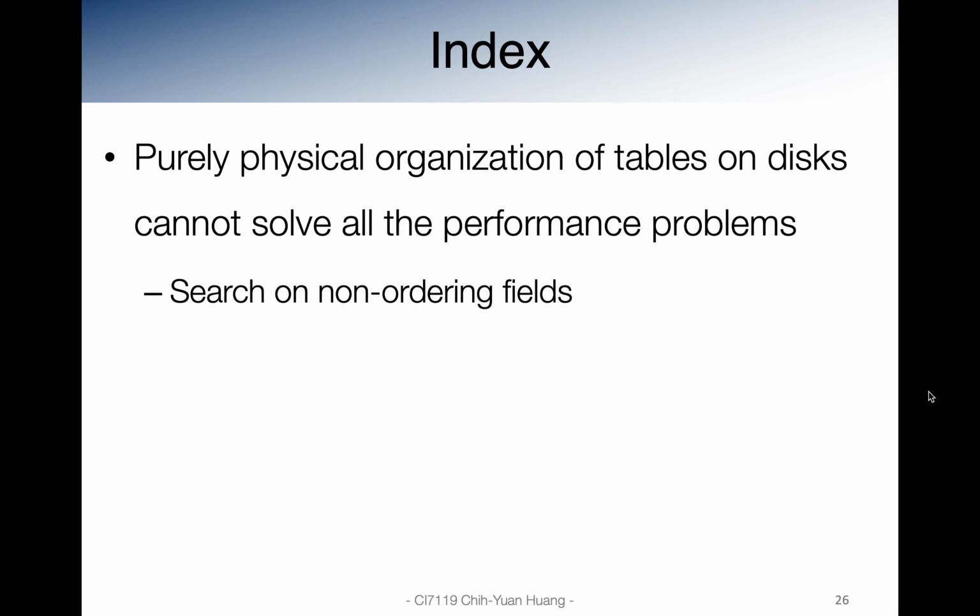So, why do we need index? Why is physically organizing the records on the disk not enough to solve the performance issue? The reason is, as you can imagine from the previous weather data example, we ordered the records according to the temperature readings.